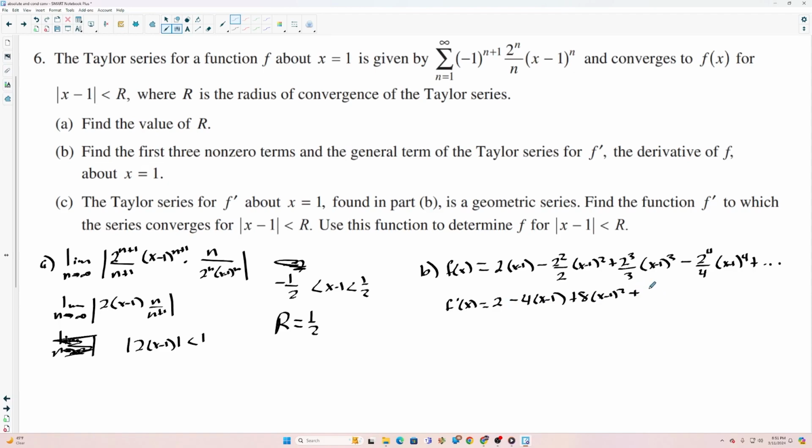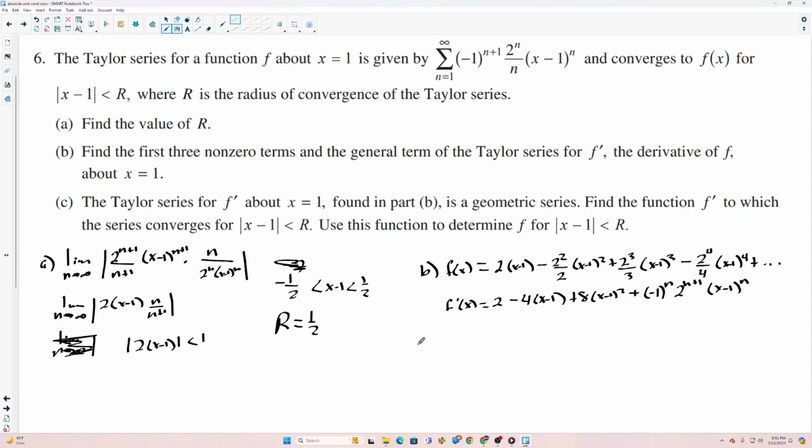Find the first 3 in the general term. So plus, the general term is going to be, it's alternating. So negative 1. What if we did to the 0, I suppose? So n, and then 2 to the n plus 1, and x minus 1 to the n. So that seems to be the general term.